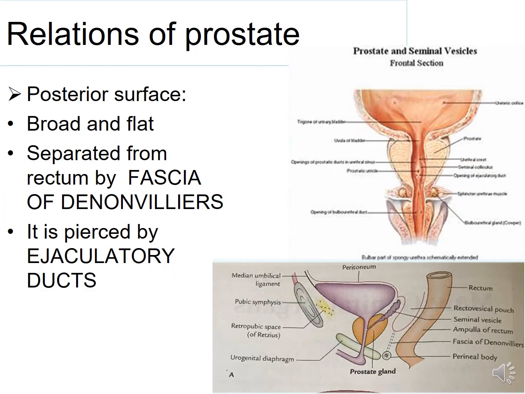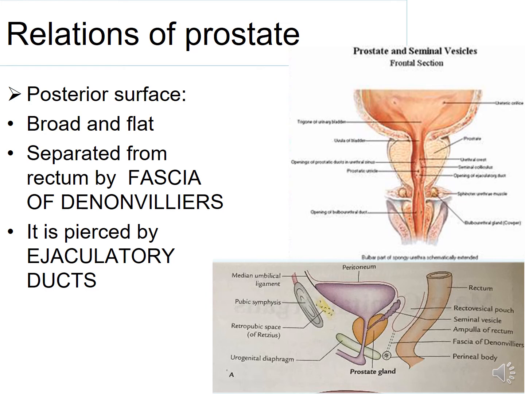Coming to the relations of prostate, the posterior surface of prostate is broad and flat, and it is separated from the rectum by a fascial septum, which is known as the fascia of Denonvilliers. This fascia of Denonvilliers is very important clinically. Now, what is the origin of this fascia?